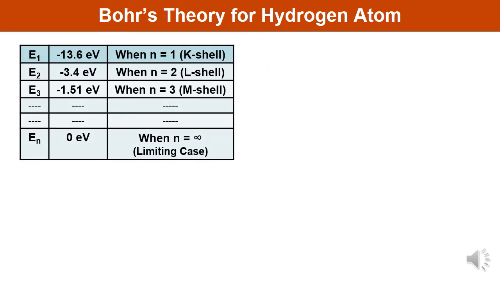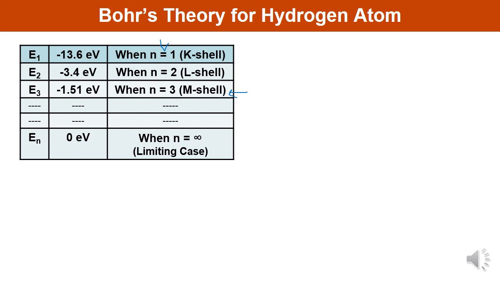That has been summarized in this table. When n is equal to 1, for the K shell, E1 is minus 13.6 electron volt. For n equal to 2, that is the L shell, E2 is minus 3.4 electron volt. For n equal to 3, it is minus 1.51. So on, you can calculate for any value of n.